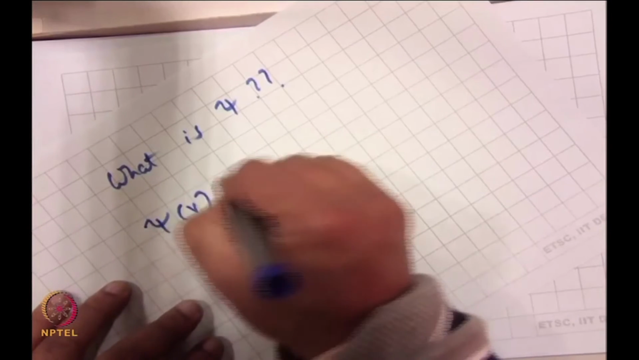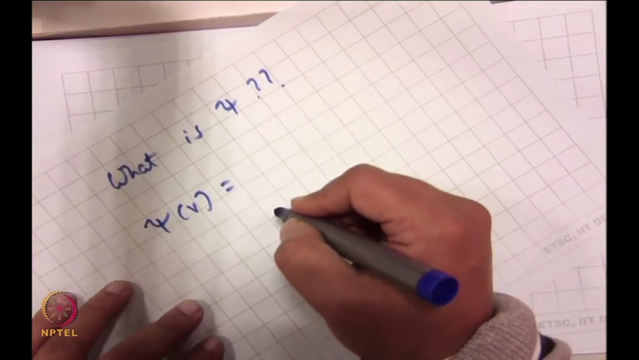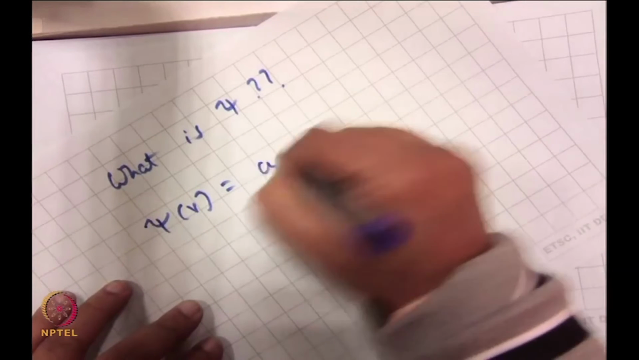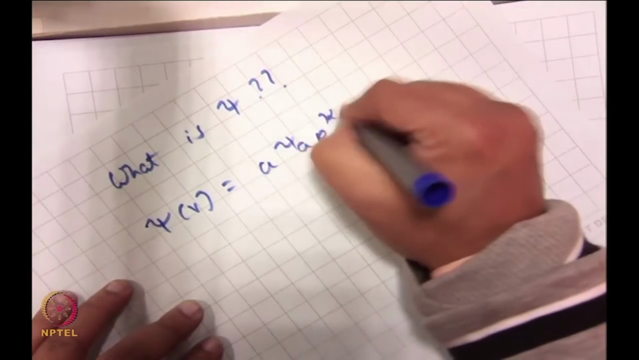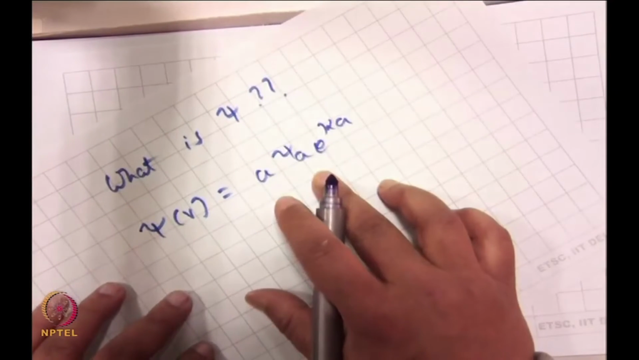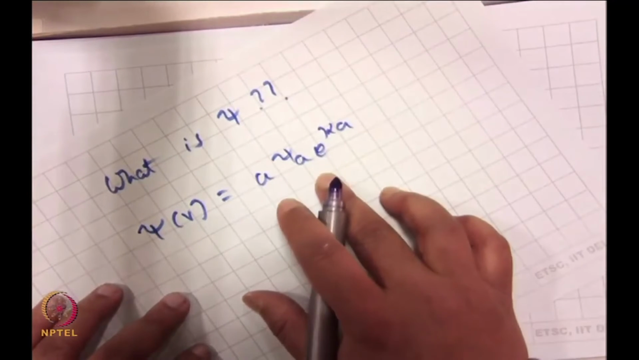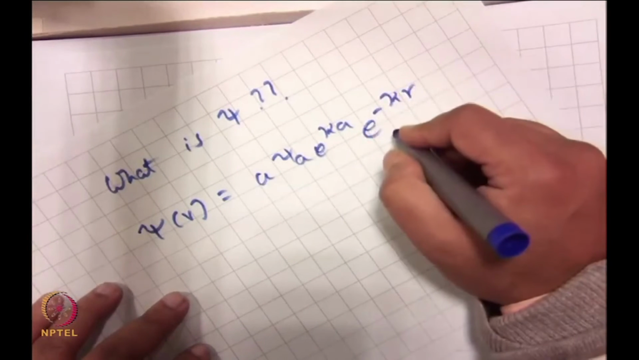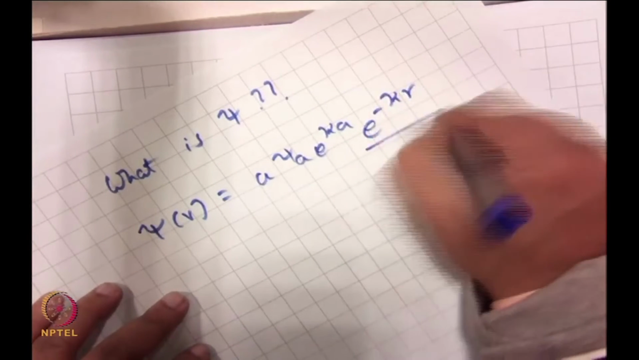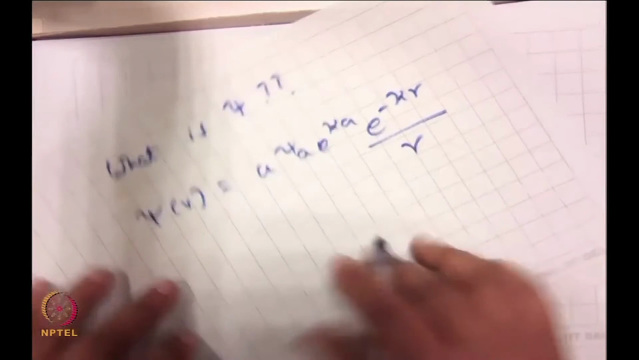So, psi of r is equal to psi of a, what did I write? e to the power kappa a, that was psi of a. Then what else do we have? e to the minus kappa r, then over r.